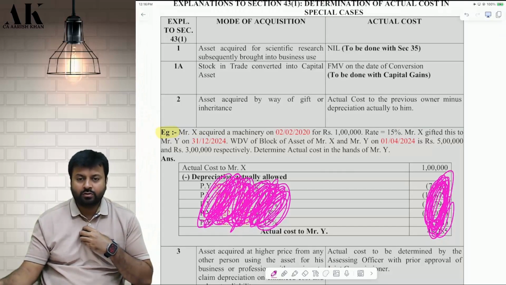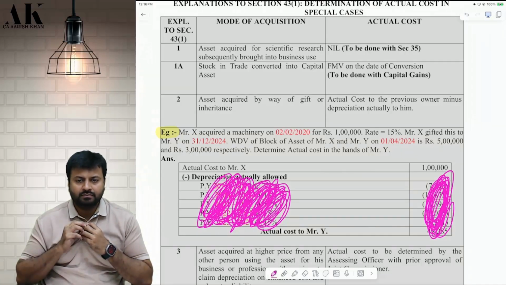One person is gifting to another person. You have to tell me what will be the actual cost in the hands of the recipient. Calculator will be required. And don't forget that in the year of transfer, you don't get depreciation. Correct?